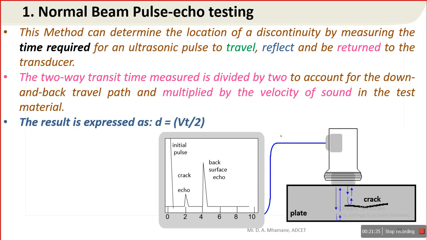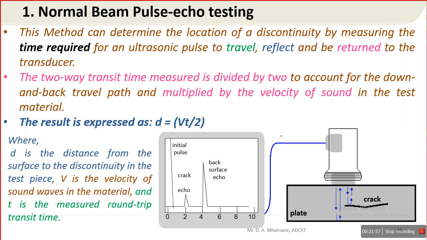So this is the formula by which D, the depth of the discontinuity, can be measured. D is equal to V into t divided by 2, where t is the time recorded by the instrument. Here d is the distance from the surface to the discontinuity in the test piece, we can say the depth of the discontinuity. V is the velocity of the sound wave in the material, and t is the measured round trip transit time.